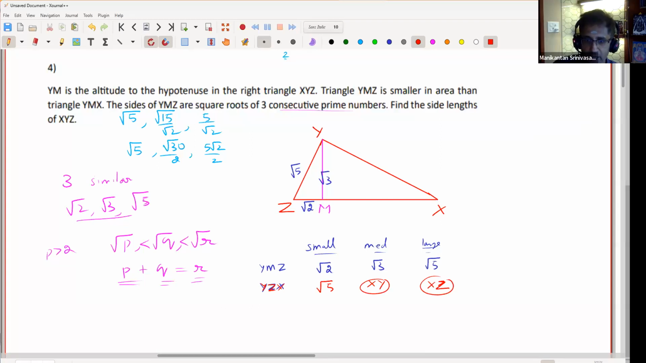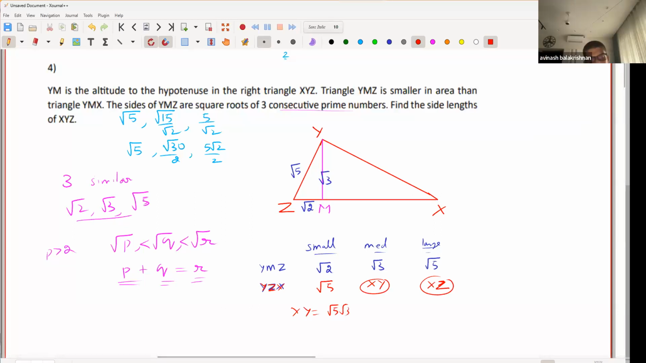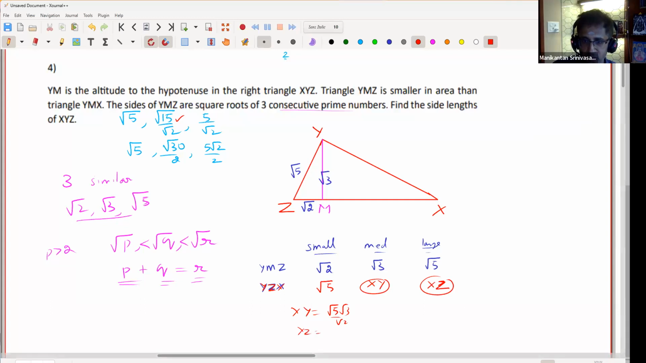So xy would be √5 into √3 upon √2, which is √15 upon √2, which is correct. And then xz would be √5 into √5 upon √2, which is 5 upon √2. That's also correct. Wonderfully done.